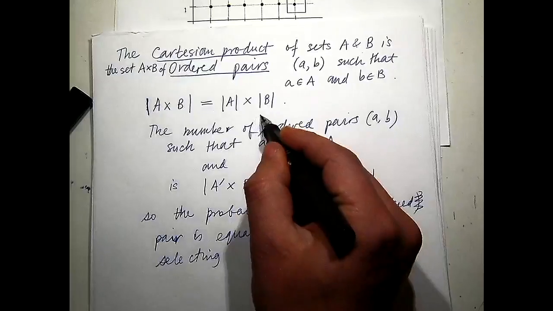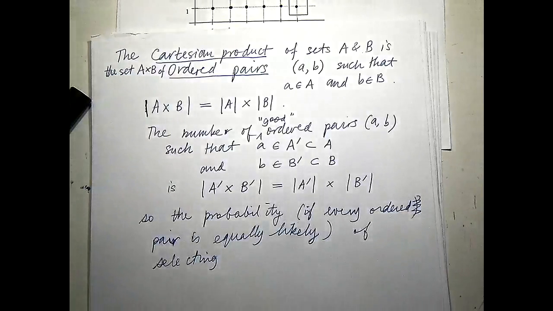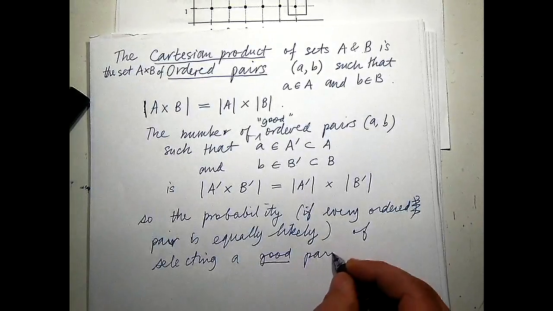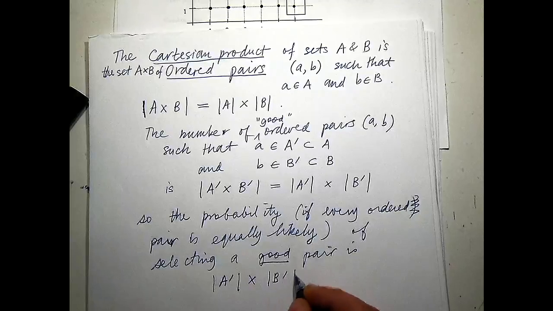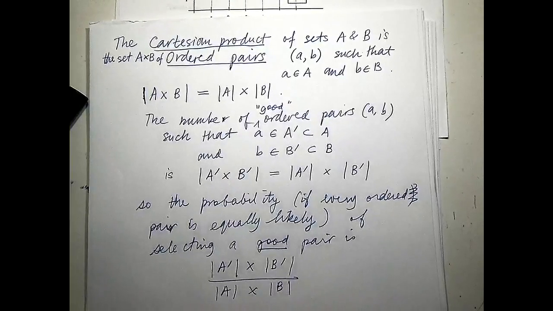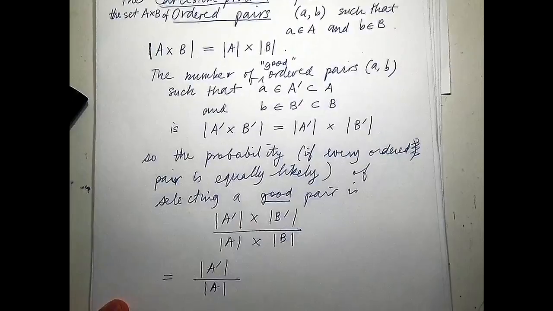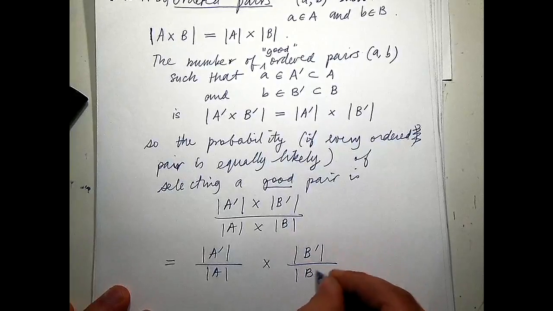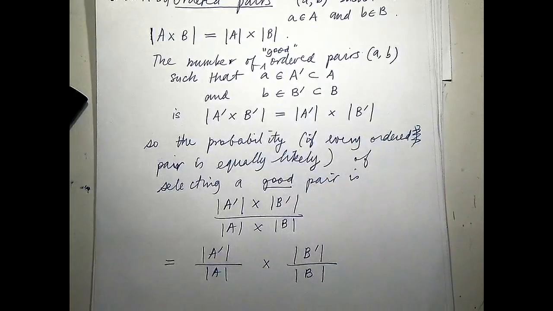So I'll just call this good for short here, so that I don't have to repeat the definition. Good will just be the ones that are in the desired set A prime and the desired set B prime. A good pair is A prime, very unsurprisingly, times B prime divided by the size of A times the size of B. In other words, which is equal to the proportion of the elements of A that are good times the proportion of the elements of B that are good. So that's if every ordered pair is equally likely. There are |A| times |B| ordered pairs, and that's what it is.